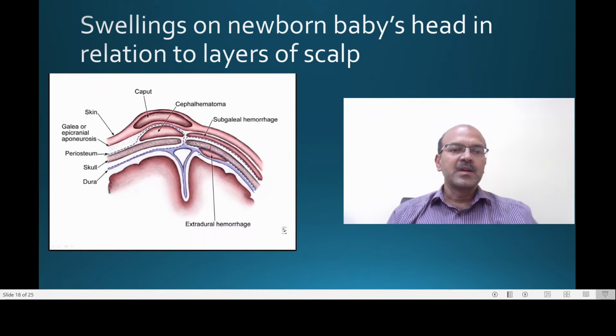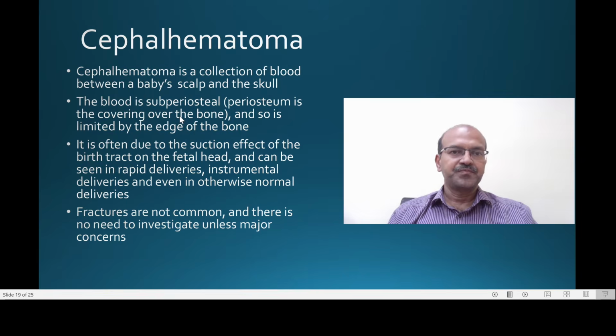lining. A more serious type of bleed is a subgaleal bleed. We'll discuss that as well. And caput, as we discussed earlier, is just a fluid accumulation in the subcutaneous tissue. This is the most common and the mildest of all.